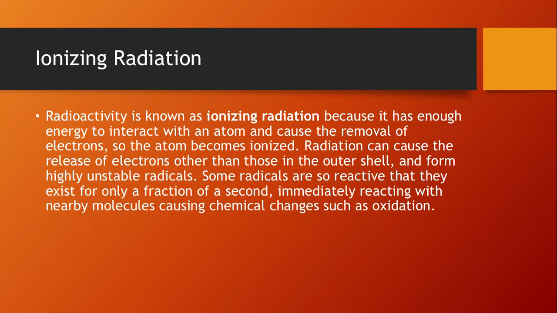Radioactivity is known as ionizing radiation because it has enough energy to interact with an atom and cause the removal of electrons, and therefore the atom will become ionized. Radiation can cause the release of electrons other than those in the outer shell and form highly unstable radicals. Some radicals are so reactive that they exist for only a fraction of a second, immediately reacting with nearby molecules, causing chemical changes such as oxidation.